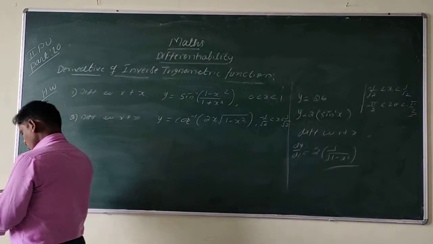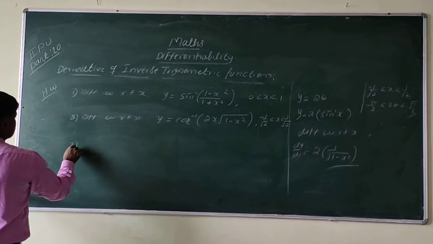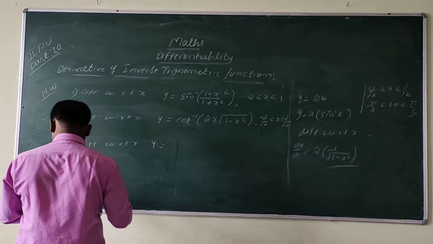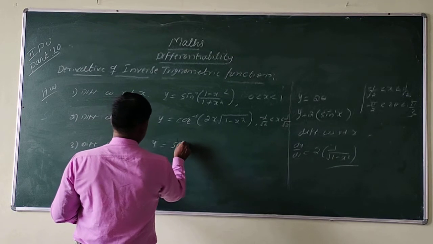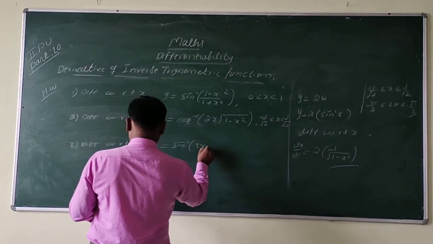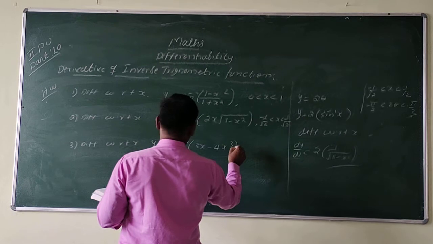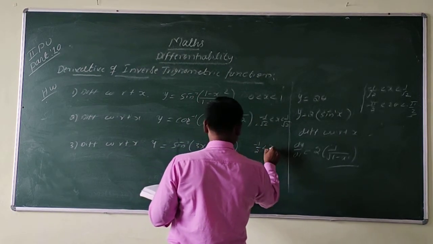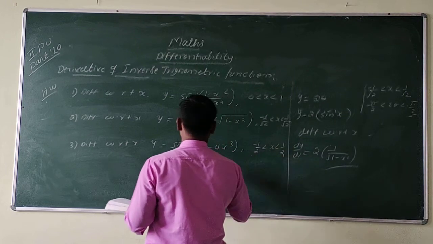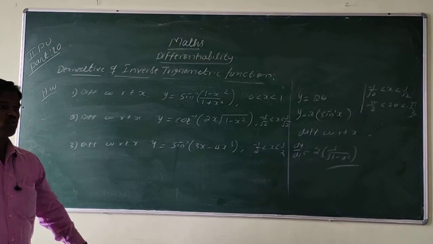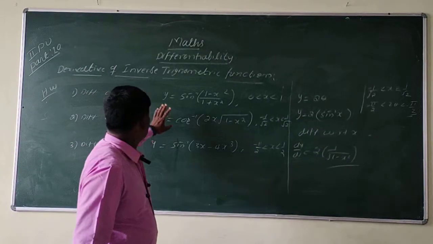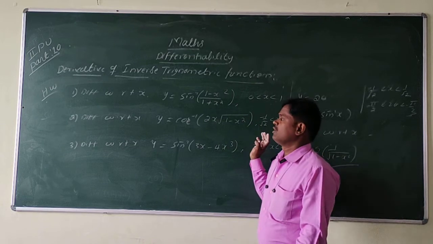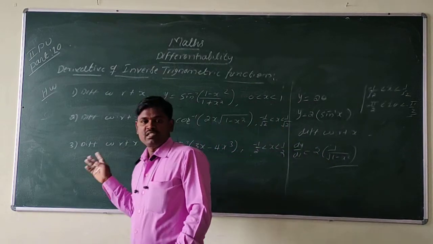Third one: differentiate with respect to x, y is equal to sin inverse of 3x minus 4x cube. The condition is given, minus 1 by 2 less than x less than 1 by 2. We will solve these at home. This completes the derivative of inverse trigonometric functions. In the next sessions we are going to discuss the derivative of exponential functions.